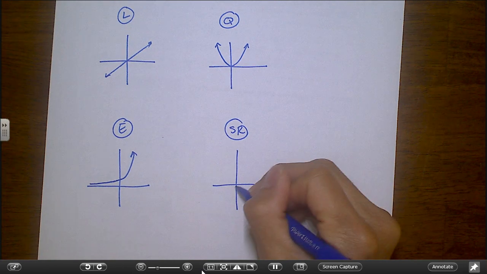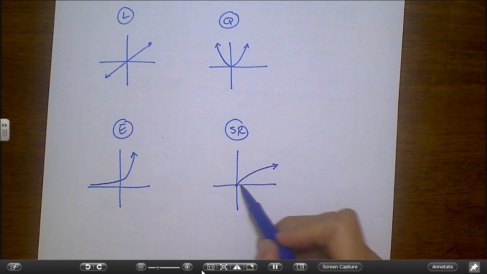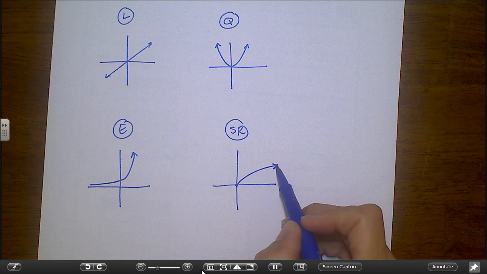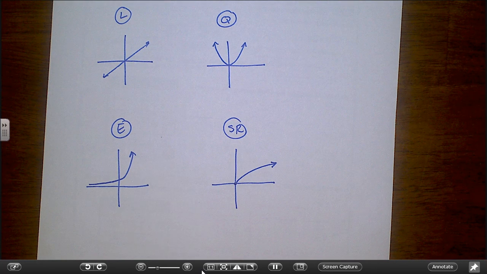And then square root functions start at 0, 0 and kind of go like that. So they sort of level off like this, or they appear to level off like this in the same way that exponentials kind of level off. So there you go. So that's what your square root function looks like.